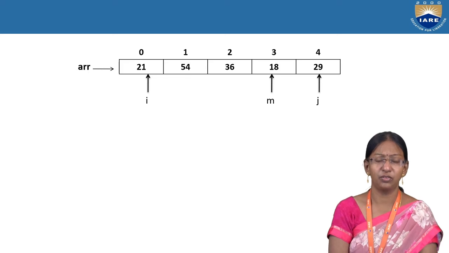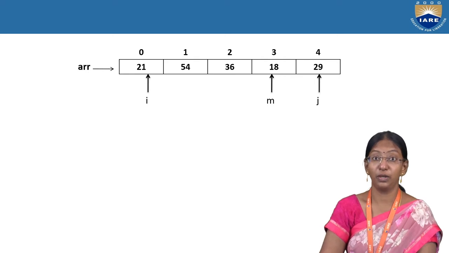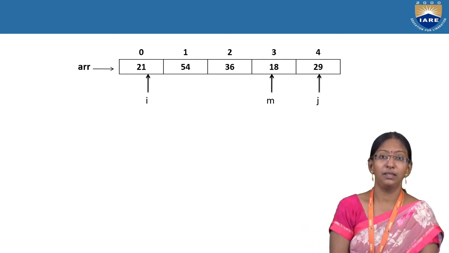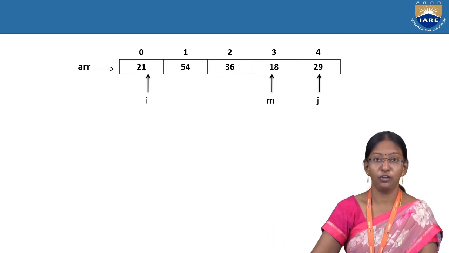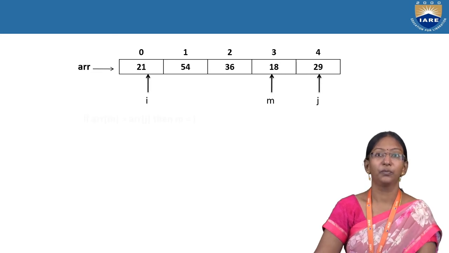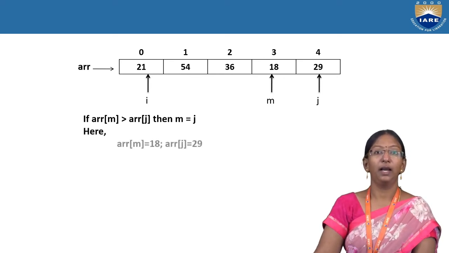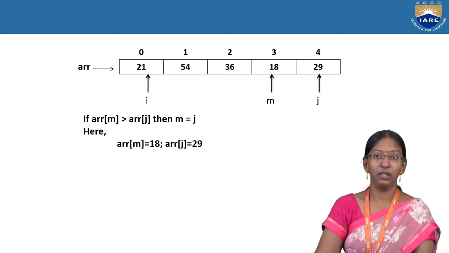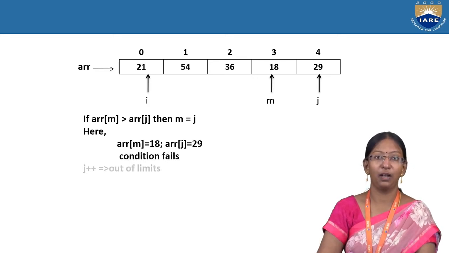Now M is at index 3 and J got incremented and pointed to 29. Same old process we have to continue unless J reaches the maximum index value, which is 4 over here. Okay. So same old condition. Array of M, array of J. Comparison between these two. Here M is holding the value 18 and J is holding the value 29. Is 18 greater than 29? No. The condition fails. So simply increment the J value.